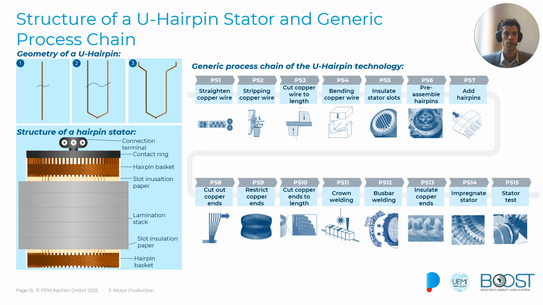The structure of a hairpin stator consists of a connection terminal, also called busbar, a contact ring, the hairpin basket or plug-in coil, the slot insulation paper, and the laminated stack made of thin metal sheets. Next, we will go through all 15 process steps of the generic process chain in detail that are shown on the right-hand side.